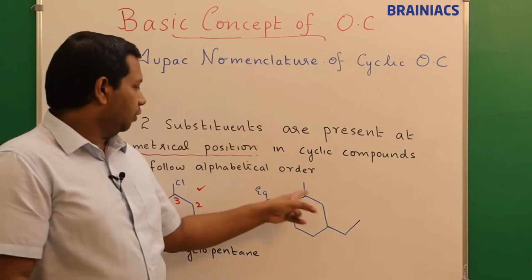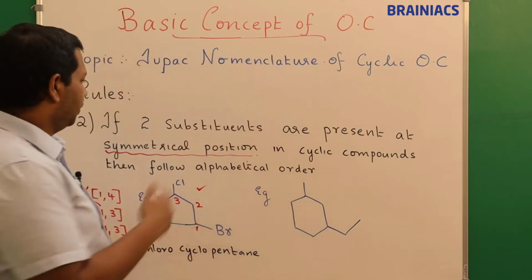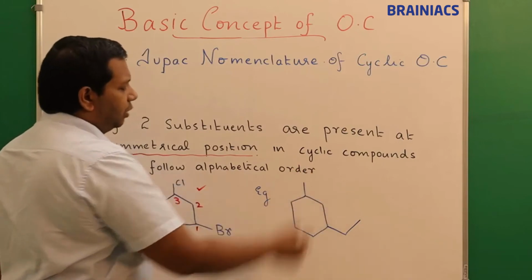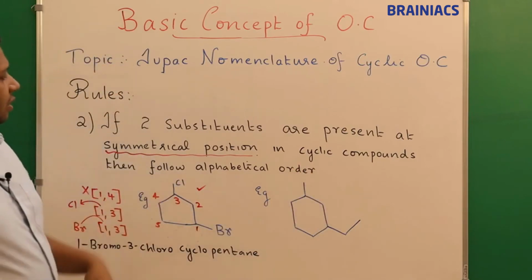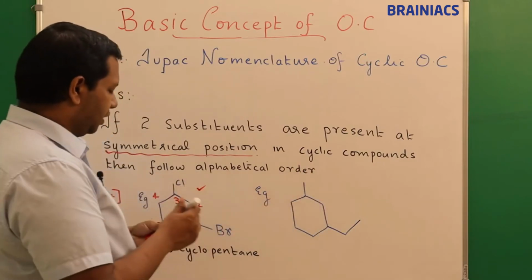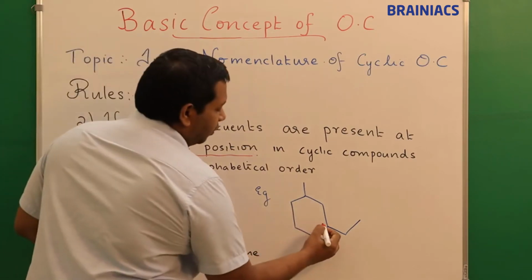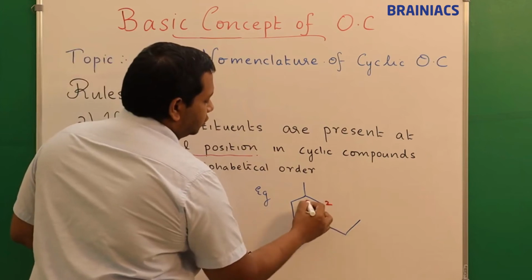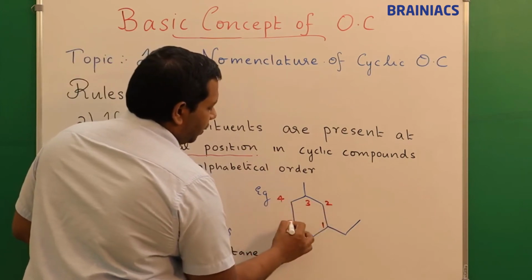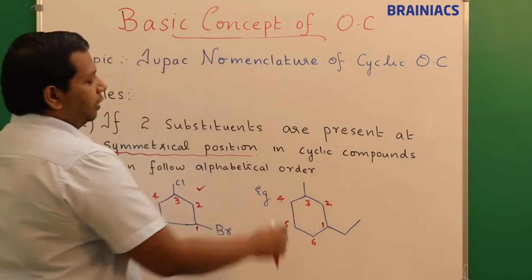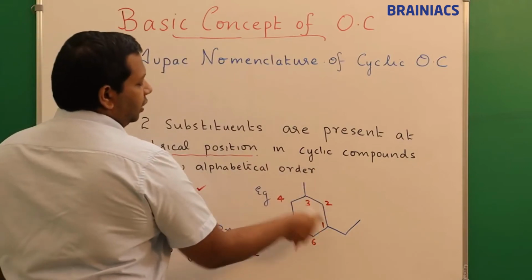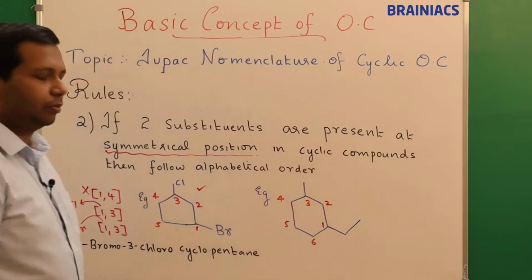So this will also follow the symmetrical condition. If you have doubt, you can put the numbers and look into it, because both are at almost the same position. I can number it and show you. So let me say I number it from here, because I know that ethyl will get the preference. 1, 2, 3, 4, 5, 6. Now if I do it in the other way, 1, 2, 3, again 1, 3, symmetrical position.